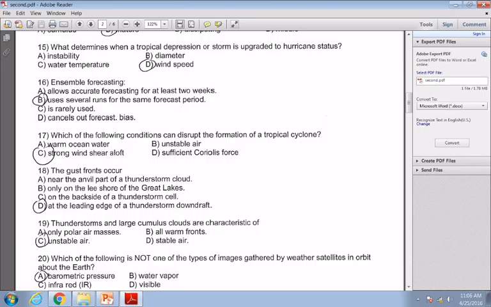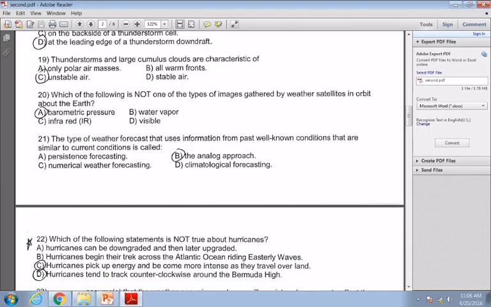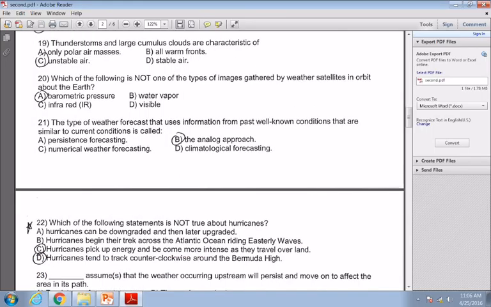Question 19, thunderstorms and large cumulus clouds are characteristic of C, unstable air. Some of these things we've been kind of talking about oftentimes in this class. 20, which is not a type of image that we get from our satellites. The best answer there is A, we don't get barometric pressure, but we get water vapor, visible, and infrared. So, question 21, this type of forecast uses information from past well-known conditions that are similar to current conditions. That would be B, the analog approach.